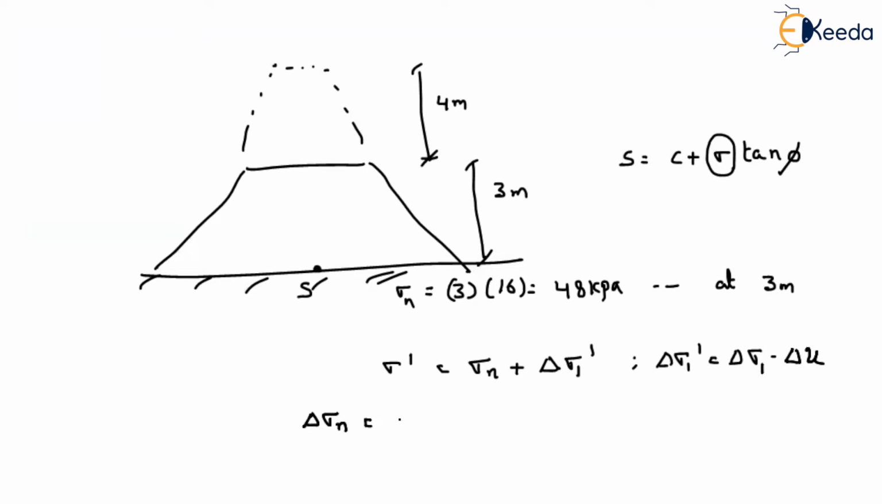So what is the change in normal stress that has occurred? 4 into what is the gamma value? 16. So how much will it be? It will be around 64 kilopascal. Right? Now we know the change in normal stress, but what we have to find is the change in pore water pressure.